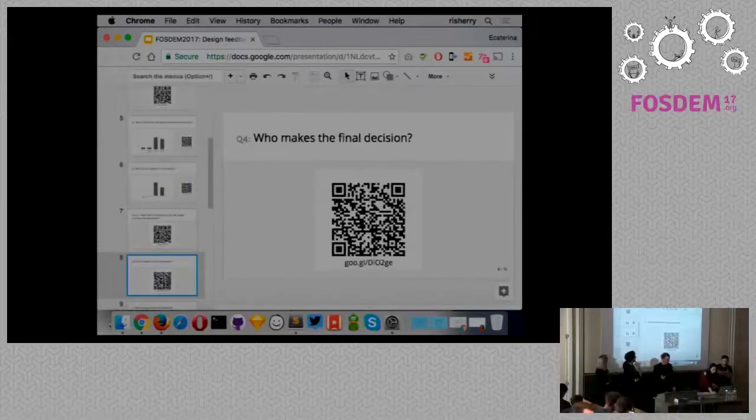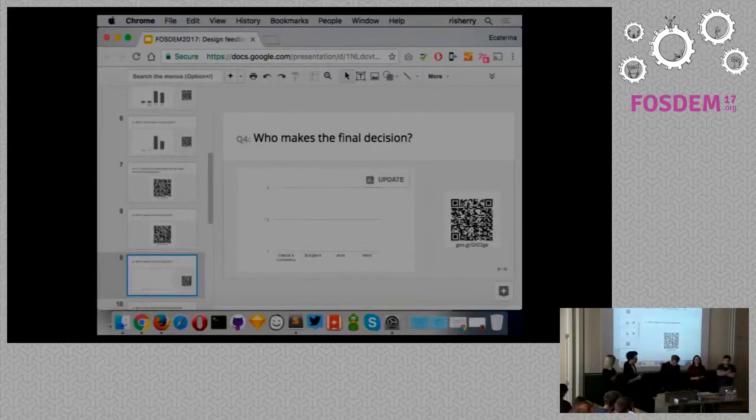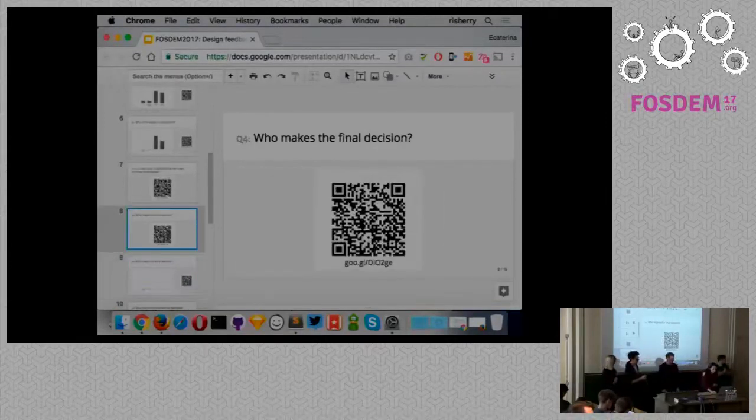Well, the next question we have is, who makes the final decision? This is one of the important things, and it should actually be clarified from the start. The options for the audience are owners, designers, users, and the world. So they're the same options as before.